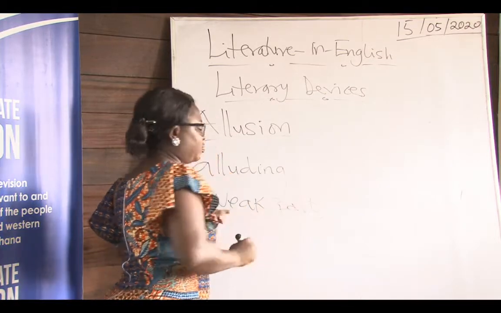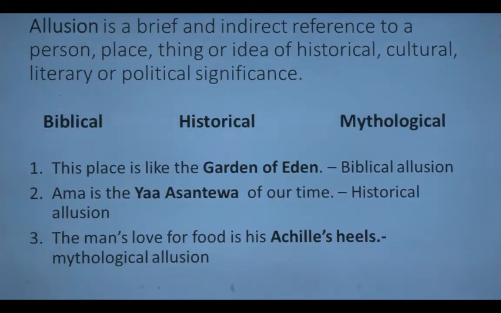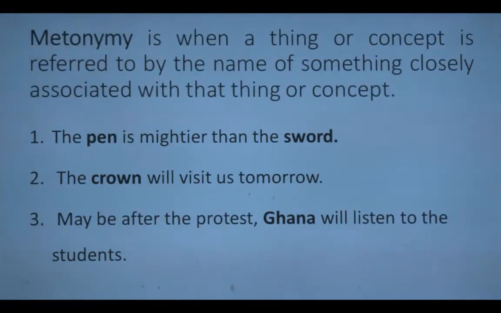That is the weakest part of his body. You can shoot him or you can set an arrow to him, but if it gets to his heel, he is going to die, because that is the part that did not get to the river. So here, by saying that the man's love for food is his Achilles heel, you are making use of mythological allusion.